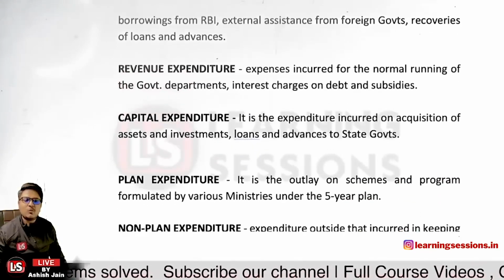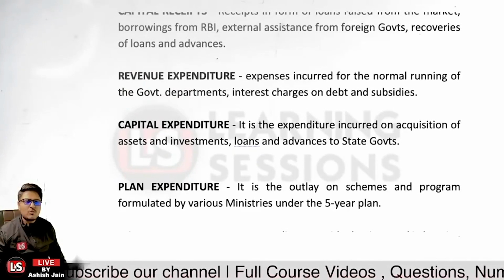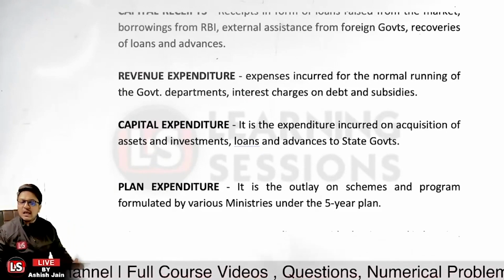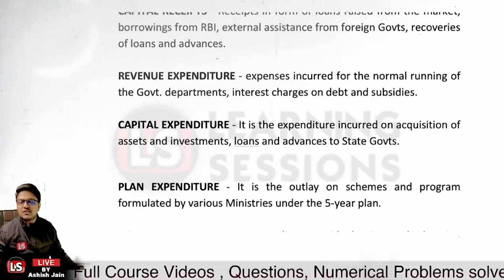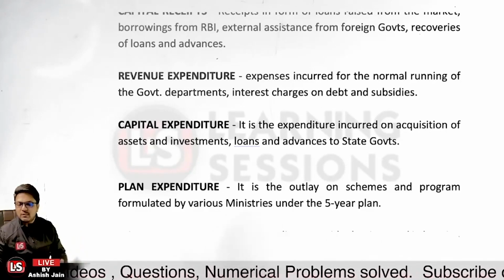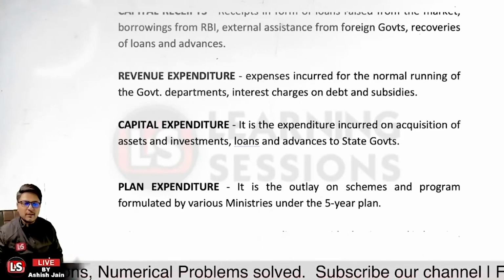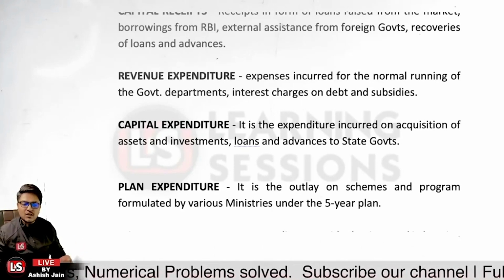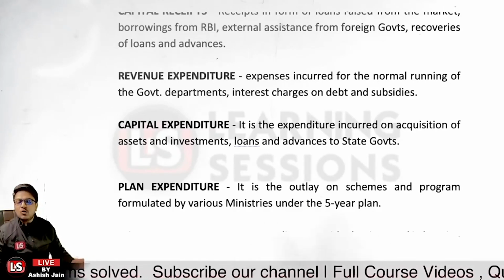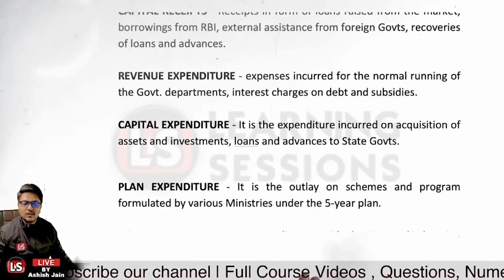Okay, next it is related to plan expenditure. What do you mean by plan expenditure? Different programs or schemes are formulated by the different ministries under the 5-year plan. The government's agenda works on the basis of 5-year planning. So the different schemes and programs formulated by the different ministries, and the outlay of those related expenses, are called what?